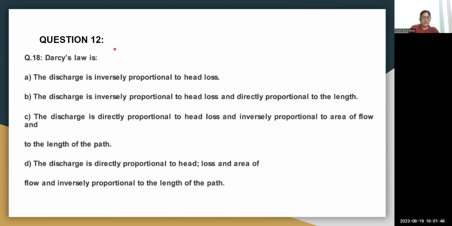Again, this question is about Darcy's law. What is Darcy's law? Does Darcy's law say that the discharge is inversely proportional to head loss? Or does it say that discharge is inversely proportional to head loss and directly proportional to the length? Bring the equation to mind and make sense of the statements.